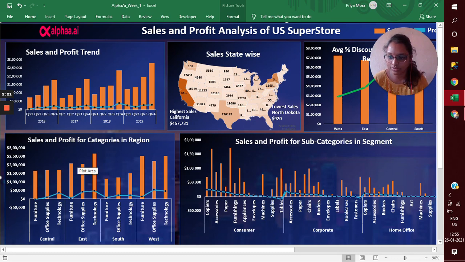Here are the sales and profits for different categories in different regions. In all of the regions, the technology category is performing very well at sales and at profits too.